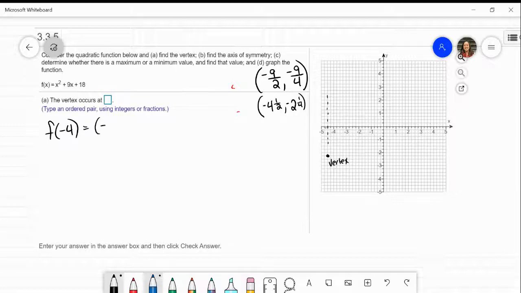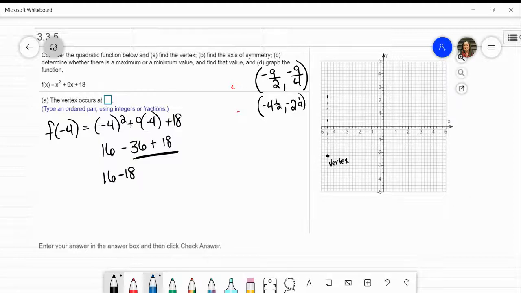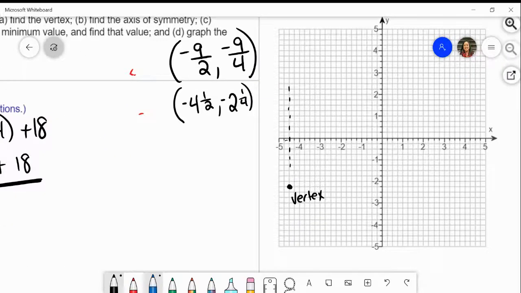If I plug in -4, that would give me 16 minus 36 plus 18. And what I do know is 18 is half of 36. So if I combine this, that would give me -18. 16 minus 18 gives me -2. So at -4 I have -2. Let's see if I can zoom in a bit. -4 is here.